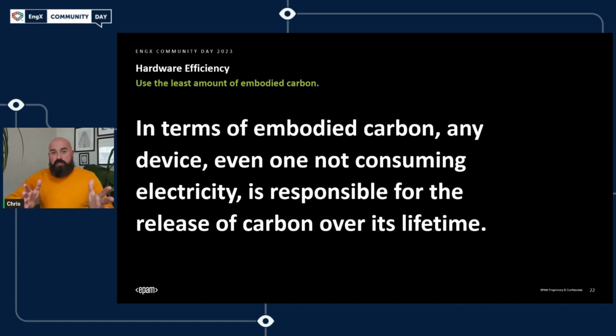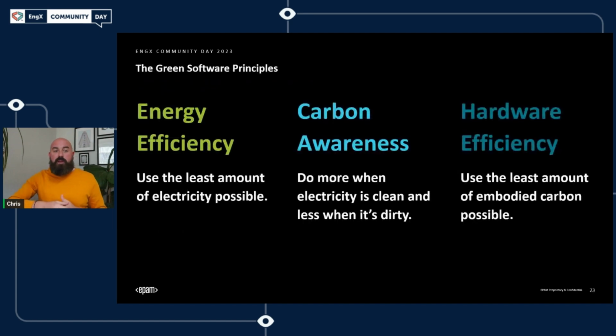So there are 2 approaches to hardware efficiency. As a final summary on this, for end user devices, it's about expanding the lifespan of the hardware. And for cloud computing, it's about increasing the utilization. And that's it, really. There are 3 principles. As a reminder, we've touched on energy efficiency, using the least amount of electricity possible, and carbon awareness, doing more when electricity is clean, and hopefully you've got some exciting ideas about some of the solutions you're using that you might be able to think about in that space. And then hardware efficiency, a little bit more challenging, but still part of the conversation we'll be thinking about.